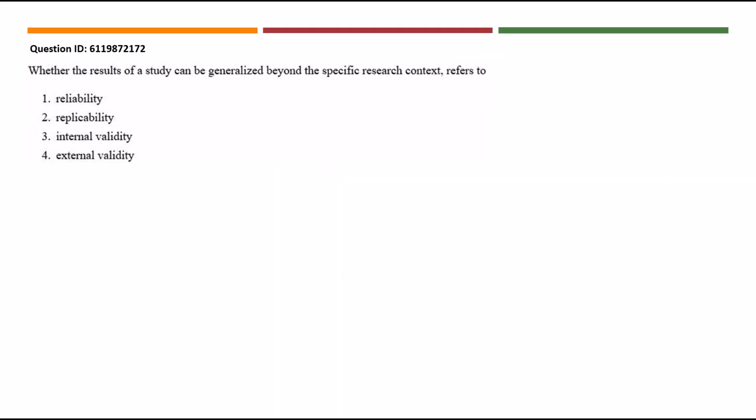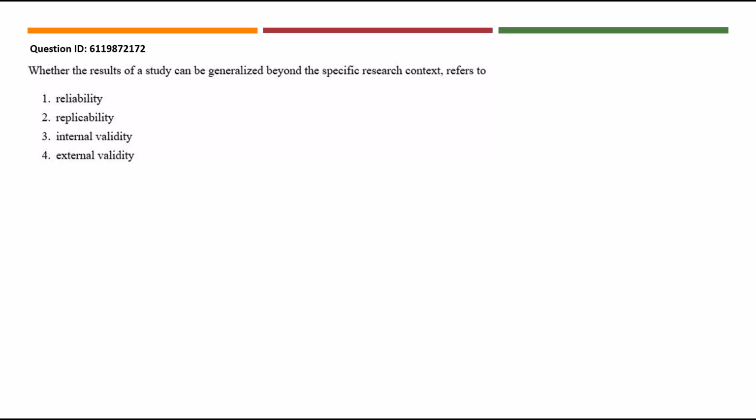When the results of a study can be generalized beyond the specific research context, that is what this refers to. So this is about generalizing beyond the specific context. They have given the options as reliability, replicability, internal validity, external validity.